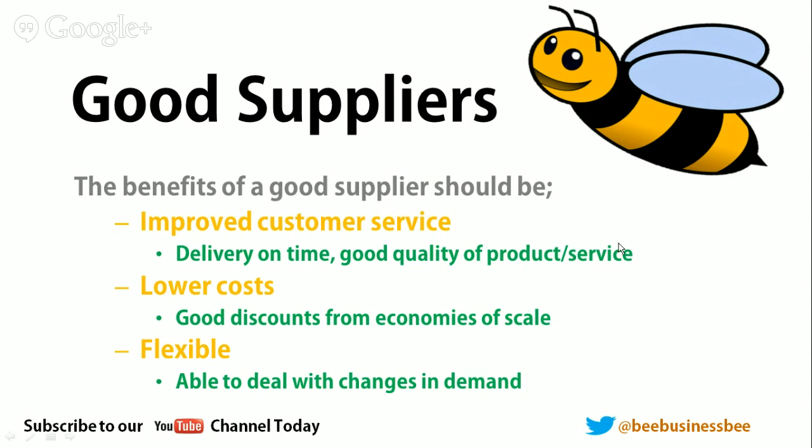So, a good supplier for your business should, in theory, enable you to improve your customer service. It should enable you to deliver your goods on time, ensuring a good quality product that actually meets the needs of the customer. It should enable you to get a discount through economies of scale, through getting reduced costs, so reducing your unit cost. It should enable you to be flexible, so that you can deal with any short-term change in demand, any requests from your customers that are going to be short-term, any special orders that come this way. You need to have suppliers that can cater for that.